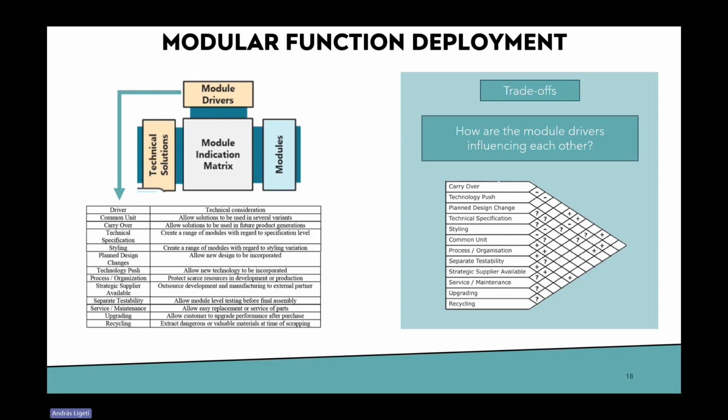The same for upgrading. If you want to upgrade a certain component in your product, then you can decide to make that a separate module. And the same for recycling. For example, if you have different kinds of materials in your system, you can decide to cluster certain types of material into one module. So it is easier to recycle them, because then you can remove all the same type of materials at the same time from your product.